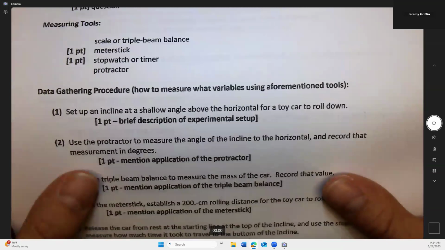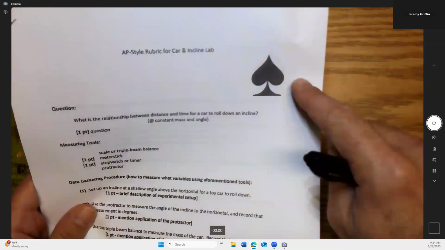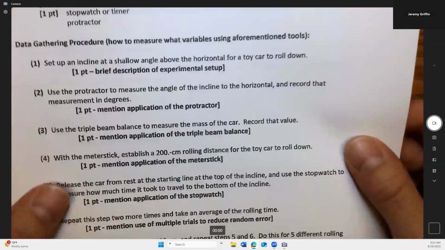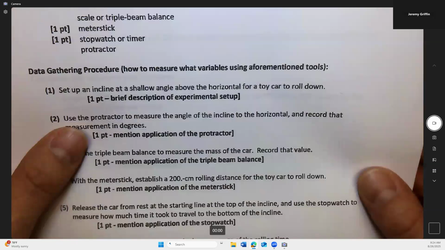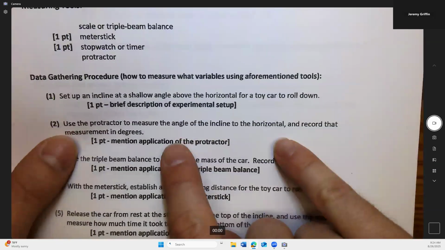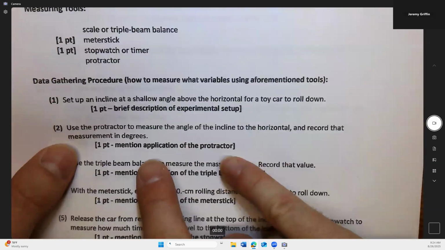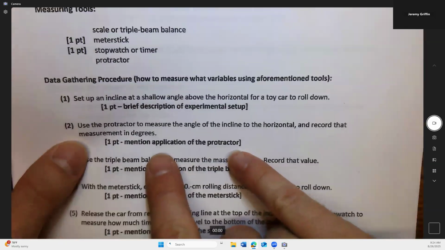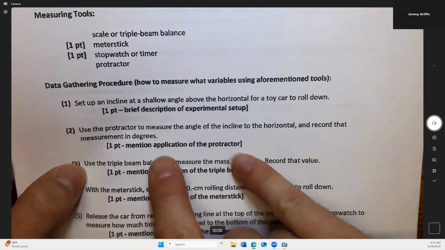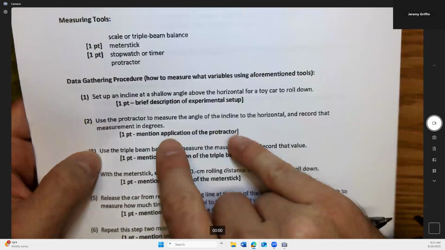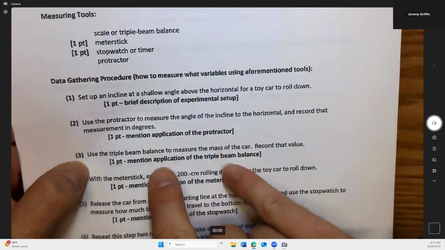Again, these procedure steps are for this distance versus time lab. Here: use a protractor to measure the angle of incline to the horizontal, and record that measurement in degrees. You would want to control that angle. So if you mention something about measuring or controlling the angle using the protractor, give yourself a point.